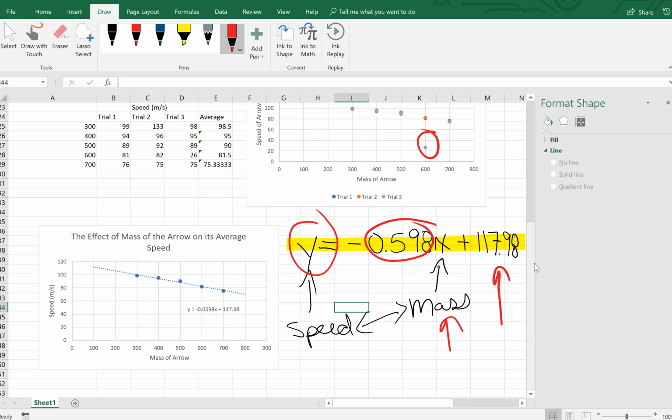Let's take a 200 gram arrow and shoot it 3 or 4 times, and if we punch the number in for 200 for the mass, we should get the speed around what we predicted with the model. That's why we do all this stuff. All right? So this will be some of the things that we're working towards in the course.